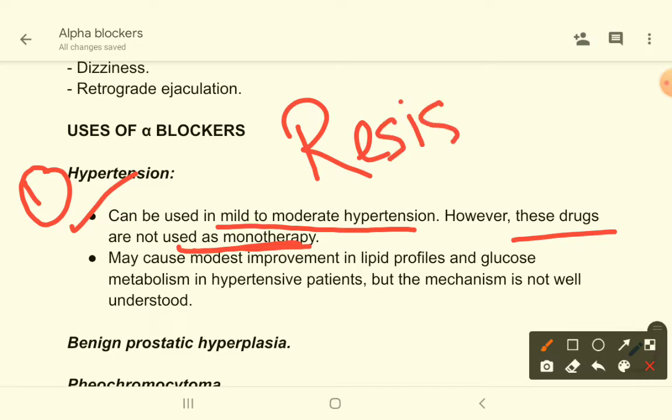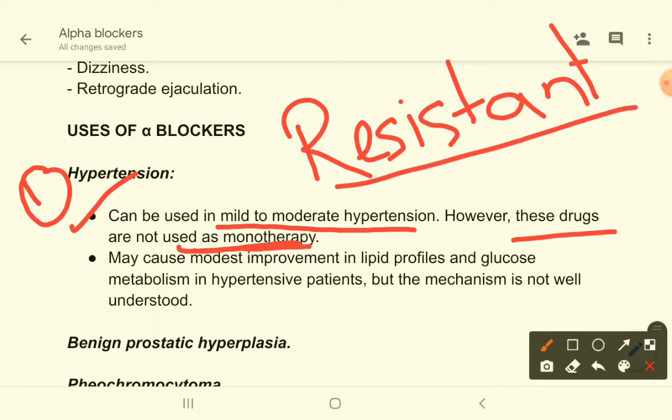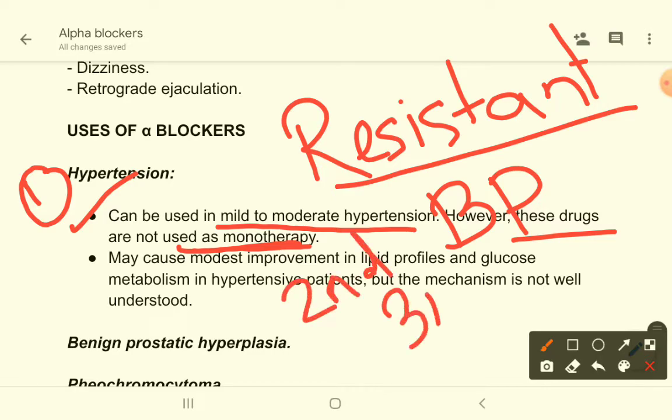These are somewhat reserved type of drugs, although these are not called reserved drugs, but these drugs are used mainly in resistant hypertension when you have tried other antihypertensive drugs, like the diuretics or ACE inhibitors or ARBs or calcium channel blockers or beta blockers, but you have failed to control the blood pressure. Then you can use these alpha blockers as a second line or a third line option along with the first line drugs.